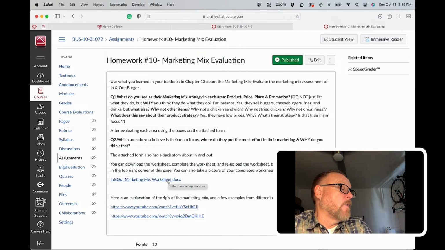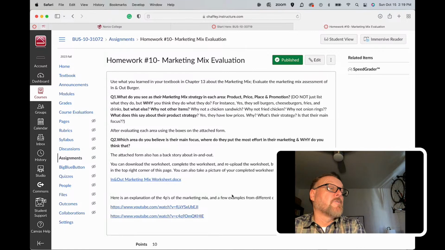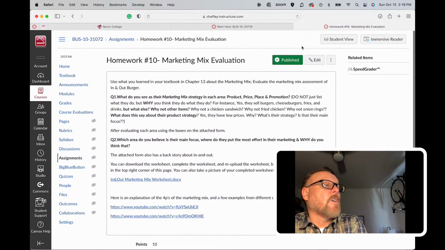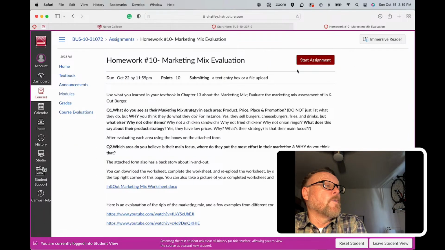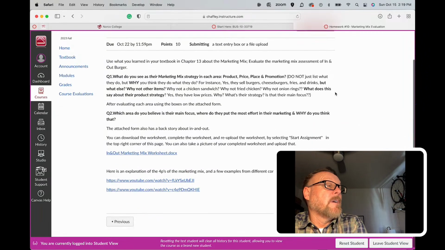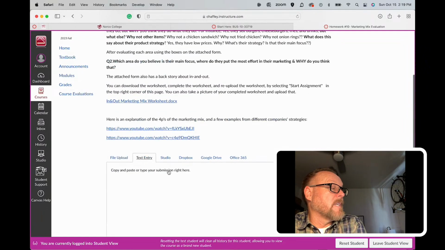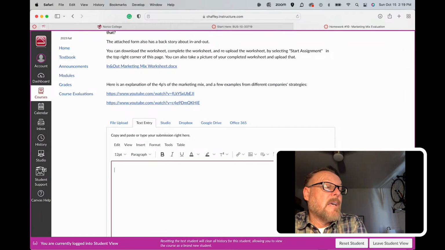And you should be able to download this worksheet by selecting it right here. You can fill it out online. You can fill it on the computer. You can type or write your answers in. And then to upload it, you would just simply select the start here. You can't see it, but if I'm in the student mode, you can do start assignment here. If you select that, it allows you to upload a file or add a file. You can also type your answers in the text entry box that's there as well.